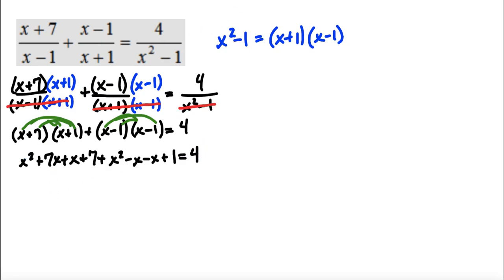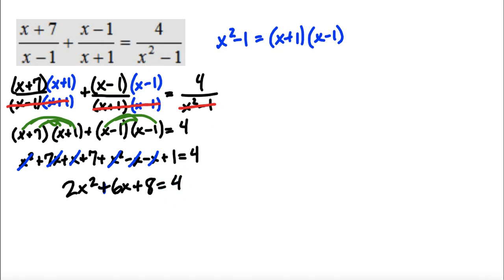Now I'm going to combine, and when I combine, I like to cross out things. I like to look at x squareds first. I'm going to cross those out because when I add 1 plus 1, that's going to give me 2x squared. Now I'm going to combine all my x's. I got 7x plus x is 8x, minus x is going to leave me with 6x. So that's going to give me 6x here. Now these are all crossed out, and now I can just worry about the 7 plus 1, and that's going to give me 8 here. And then I have 4 here.